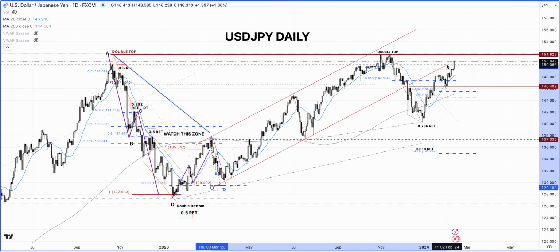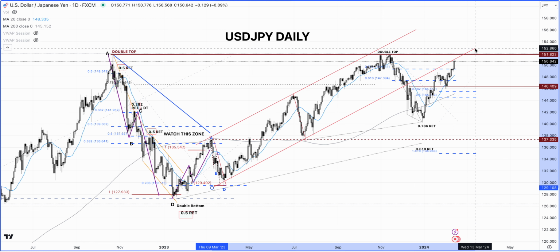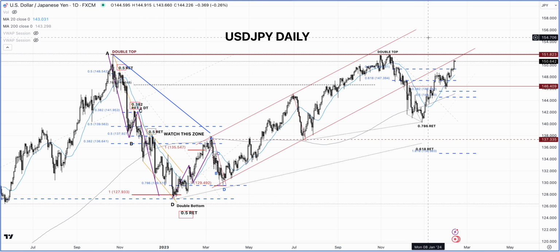One thing that I would like to point out is this channel. While it is moving there, there is some resistance coming in from this channel line as well, so that's something we'll watch, but this move has been pretty strong.